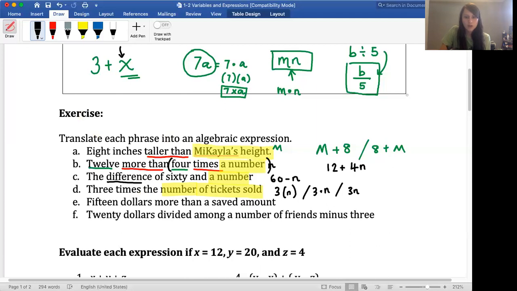$15 more than a saved amount. I don't know how much I saved. So that would be 15 plus, more than, plus a saved amount. I'm going to use S to represent the saved amount.